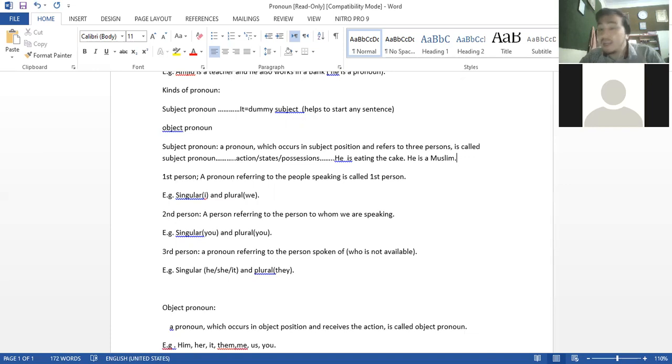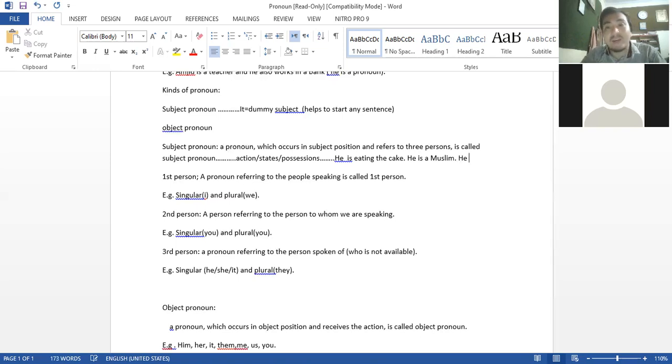He's a Muslim, it shows the state. Now the state has two shapes. One is what? The second is where. This says he's a Muslim, but over here it shows what he is. He is a Muslim.